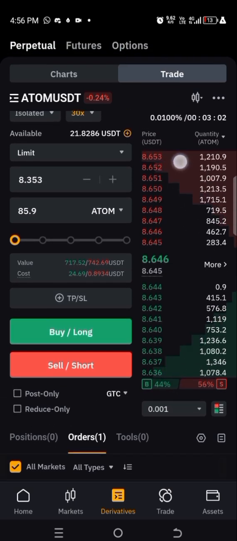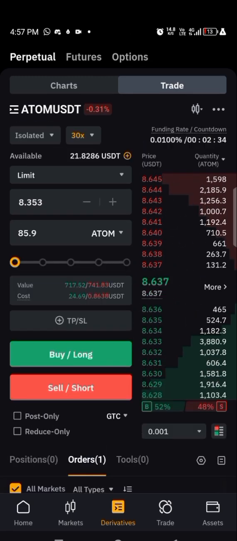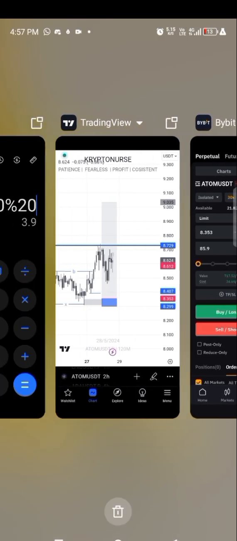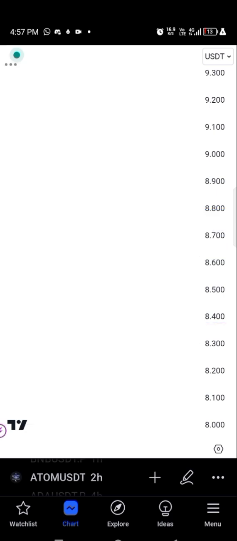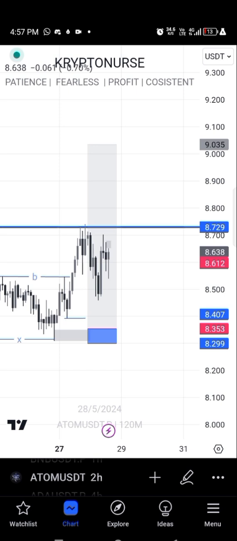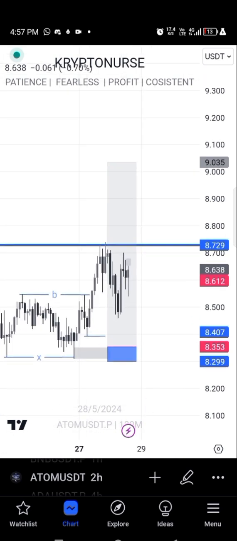On my right hand side, you see these red values and these green values. These are buy orders, and these are sell orders. But in case you don't know how I was able to interpret this trade setup, please check the description. I dropped a video link on how to interpret and read trade signals like a pro. You know this thing and know it for life.